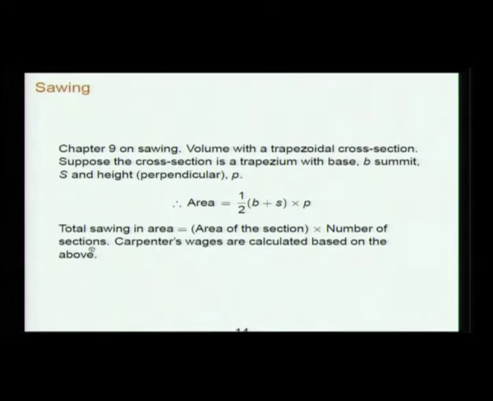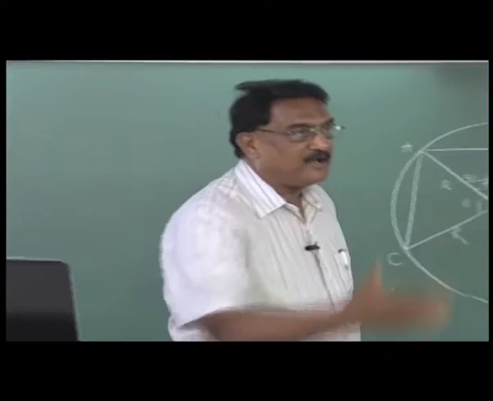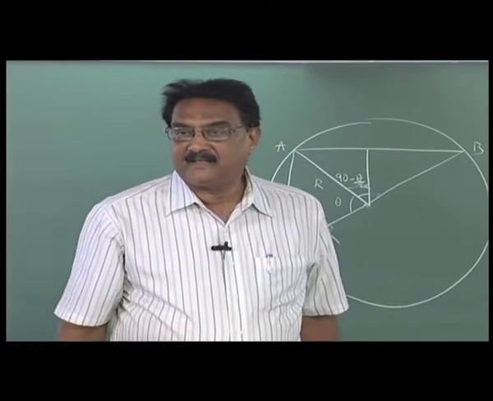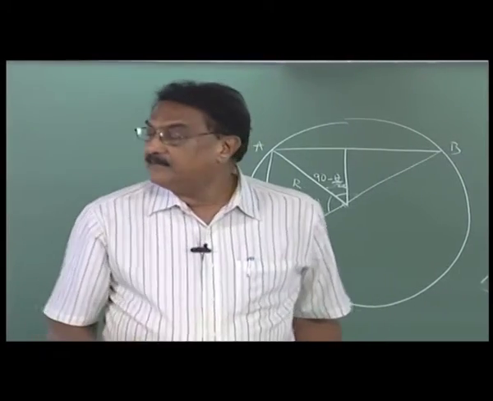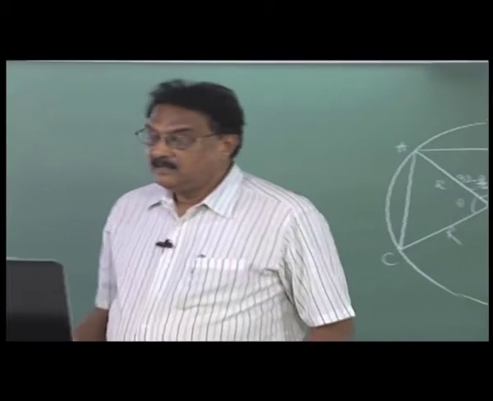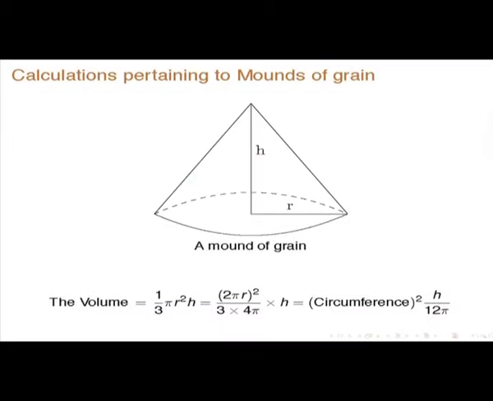Suppose you have this kind of volume and you are sawing it at various places, cutting it. The total sawing area is the area of the section into the number of sections, because the carpenter's wages etc. are calculated based on how much he has sawn, that is, how many cross sections he has cut. These all come in Vyavahara Ganita, as I told you, in the earlier texts also, and these are standard topics: volume, stacks and things like that.